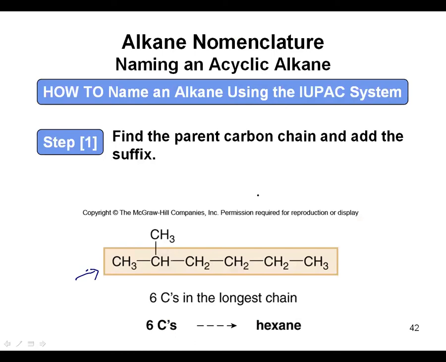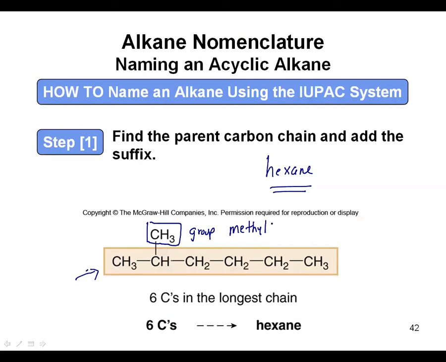Now, when we look at this, we also want to find anything that is attached to that longest carbon chain, but not part of our longest carbon chain. And again, this is going to be our group. This group has 1 carbon, which is based off of methane, but because it's a group, it is a methyl group. So we have a methyl group attached to this hexane.